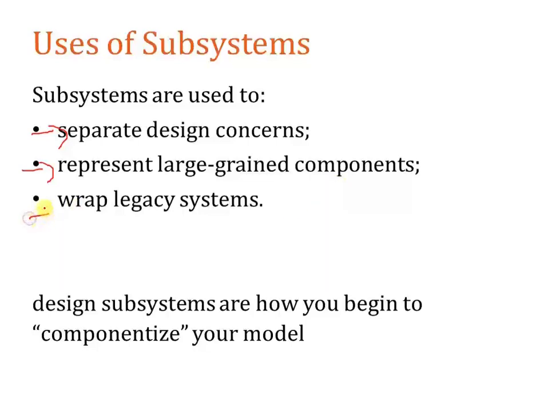And we can wrap the legacy systems. The meaning of this is that highly dependent systems or highly dependent components can be wrapped together to form one subsystem, so that the dependency within the subsystem will be higher than the dependency between two different subsystems. So design subsystems are how you begin in order to componentize your model. Your model will be considered as a complete model which you can divide into various components. Such componentizing of your model is done by dividing it into subsystems.